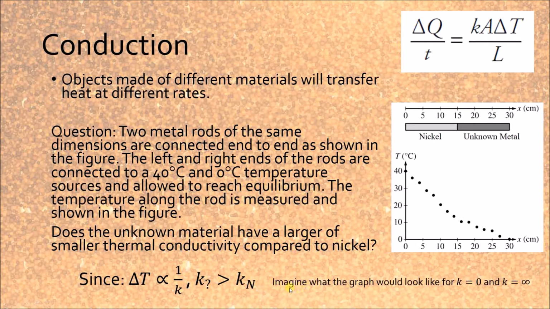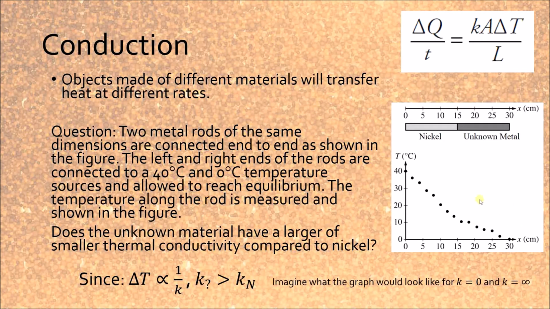So think about it this way. Imagine what the graphs would look like if the thermal conductivity was 0. If there was no heat transfer between the ends of the object, then say this nickel had a thermal conductivity of 0, that means no heat would transfer through. So one end would be 40 and the other end would be 0, and there would be no heat transfer. The temperature difference between the ends would remain constant.